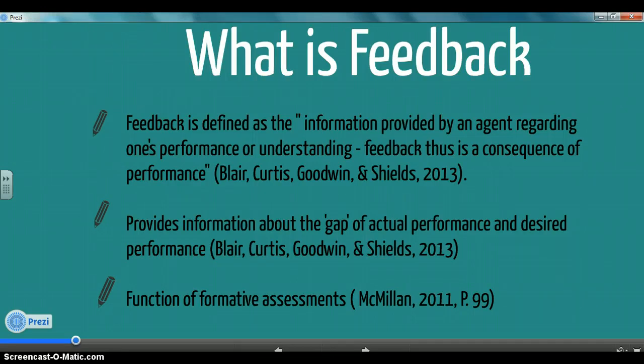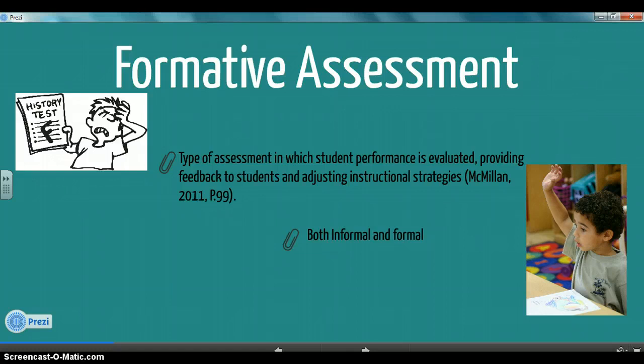In your group, discuss the role of formative assessments in your classrooms and what kind of formative assessments you use. According to James H. McMillan in Classroom Assessment, formative assessments is a type of assessment in which student performance is evaluated, providing feedback to students and adjusting instructional strategies. It is both informal and formal. Formative assessments are things such as nonverbal behavior, quizzes, homework, in-class assignments, benchmark tests, oral questioning, and even exit slips.